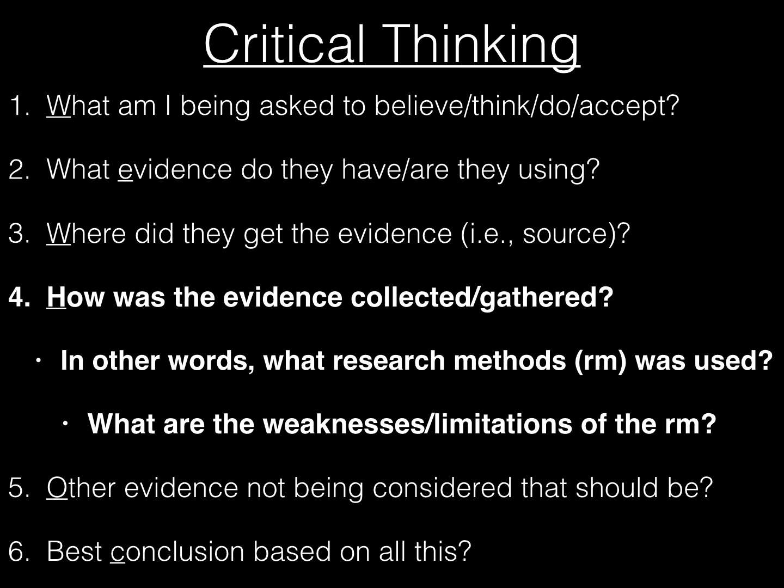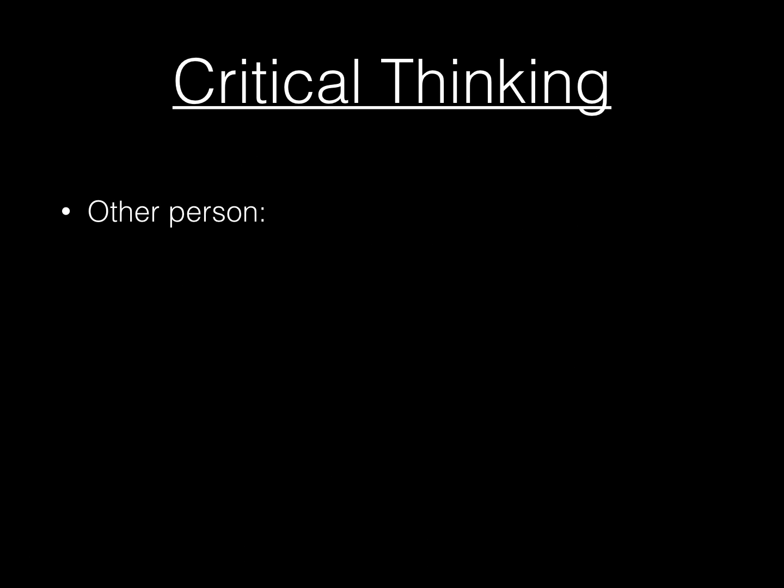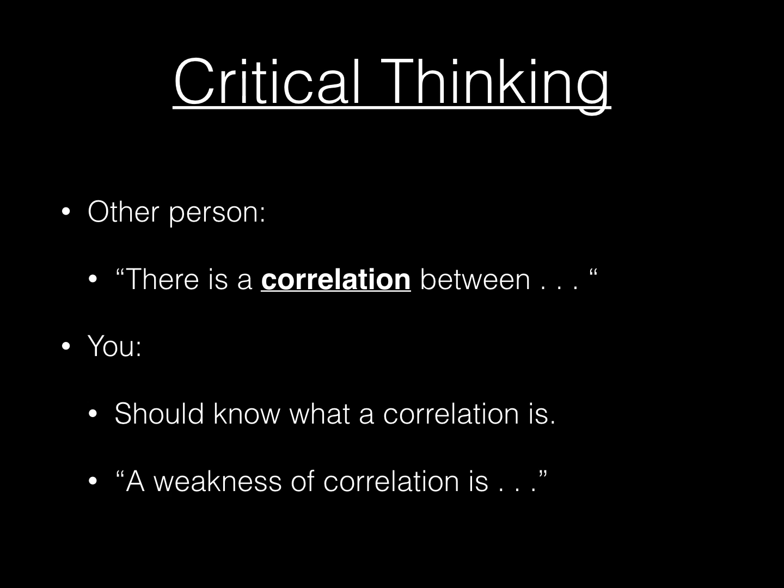Before you can really know what the weaknesses or limitations of correlation are, you have to know what it is. That's the goal of this video lecture, that you understand what correlation is, including some examples. Although we're going through what correlation is, always keep in mind number 4, use this in the context of critical thinking. For instance, if another person says there is a correlation between two variables, two things, then you know what that is and a potential weakness of correlation.